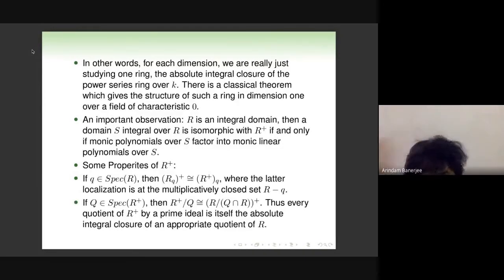The next one probably needs a little more work. It says that you take any prime ideal in the spectrum of this absolute integral closure. If you go mod that prime ideal, then that's isomorphic to the absolute integral closure of the quotient of R by the contraction of that prime ideal. So basically, every quotient of R plus is itself an absolute integral closure of some appropriate quotient of R.